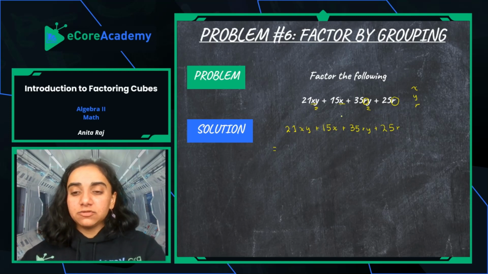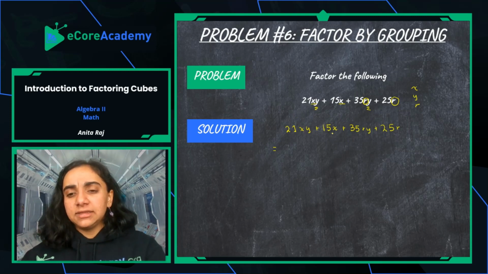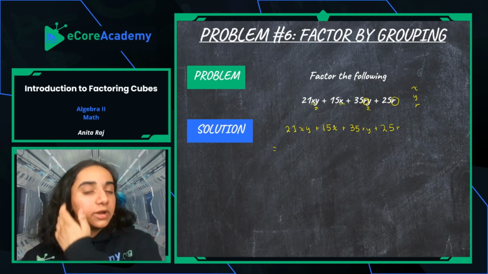Well, I can't just randomly group either, because if I just randomly group, and let's say I put the 15x and the 35ry together, am I going to be able to GCF out anything except a 5, because that is the common factor between the coefficients? Because look at the variables, it's x, r, and y.